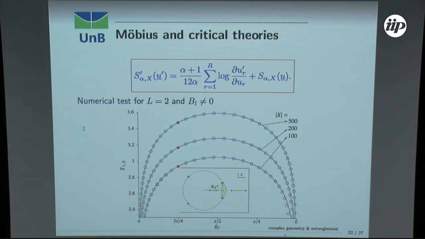There are some problems here, but this is due to finite size effects, because this formula is valid for large x, and we are having this finite x, so there will be some problems here. But we have a mean of this curve, so I think that our conjecture is, at least from a numerical point of view, perfect. I cannot have a better explanation than that.